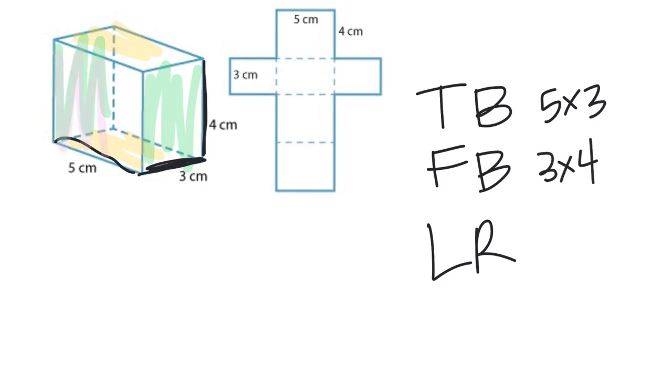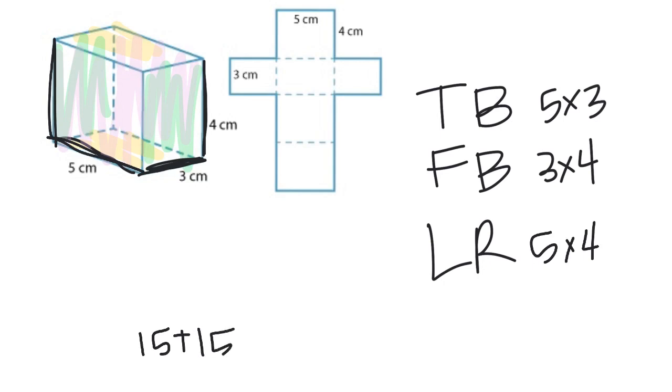So left would be on this side, and then right would be that other side. And when I look at their measurements, I see 5 by 4 tall. Okay, so again, I need to do that math. So the top and bottom had an area of 5 by 3 each, which just means that I have 15 and 15 for both the top and the bottom.